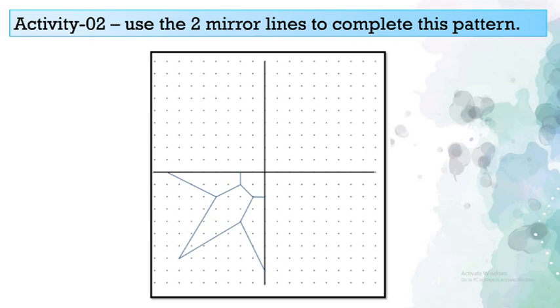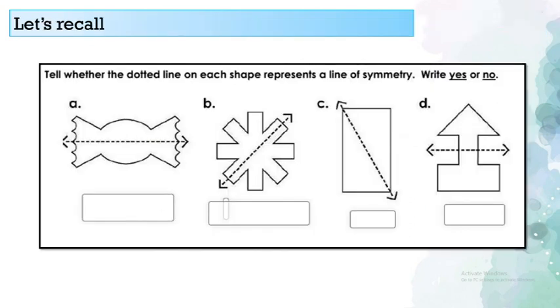Students, let's recall what we learned from today's lesson. You have to tell whether the dotted line on each shape represents a line of symmetry. You have to write yes or no. In the first picture, does it represent a line of symmetry? Was the shape divided into two equal parts? Yes, the shape can be divided into two equal parts.